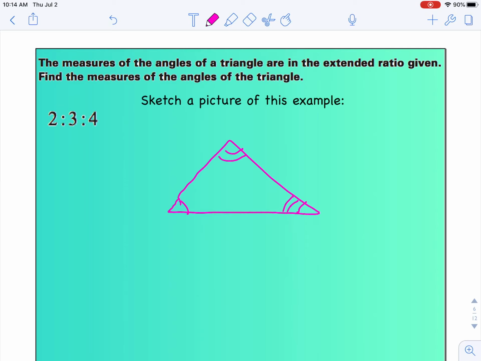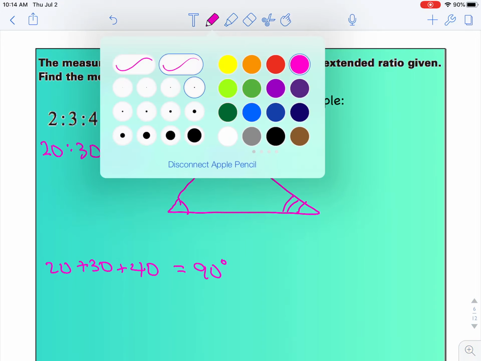But what if it was 20 degrees, 30 degrees, and 40 degrees? Well, if you add those up, 20 plus 30 plus 40, that still gives you the extended ratio correctly, but that gives you only 90 degrees. So again, this one's pretty simple. You go, oh, we must just have to double these. Well, again, they're not always going to work out that nicely.